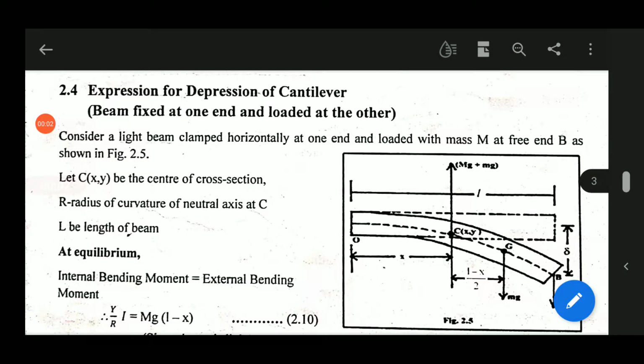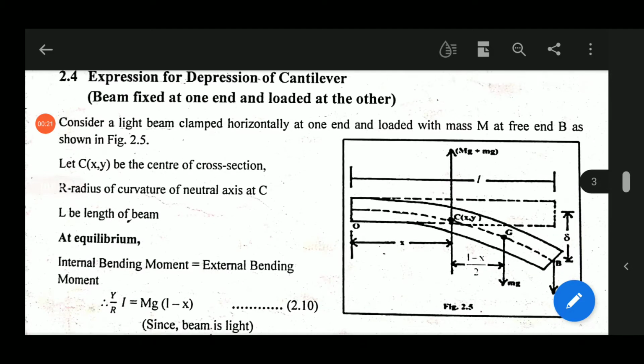Good afternoon, students. In the last lecture, we learned about bending of beams, and there we studied the external bending moment and internal bending moment. In this lecture, we will discuss the expression for deformation of a cantilever, that is, a beam fixed at one end and loaded at the other.